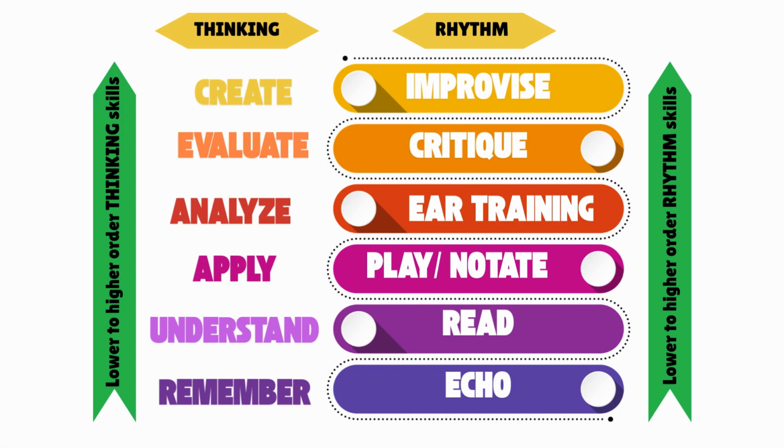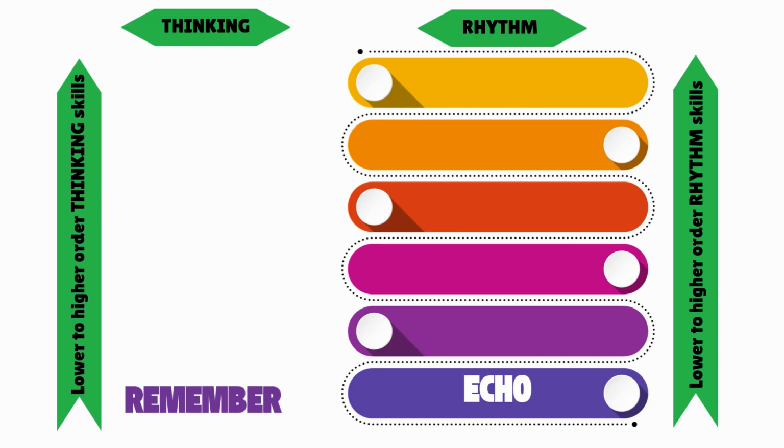As I mentioned earlier, this sequential approach to rhythm teaching and learning is based on Bloom's taxonomy's cognitive domains, which begin with simple remembering and move up to the most complex thinking skills, which involve creation. So in music, I begin at the first level, which is remembering. And in music, that involves echoing.